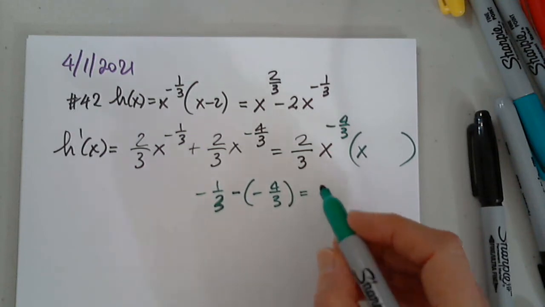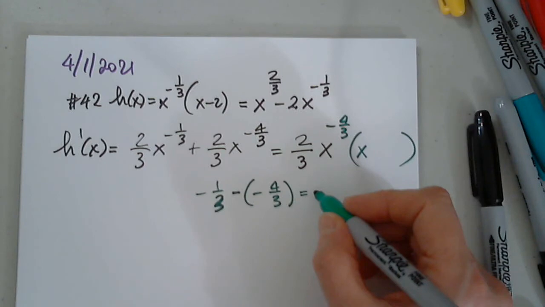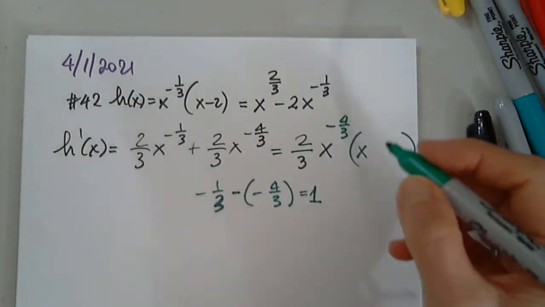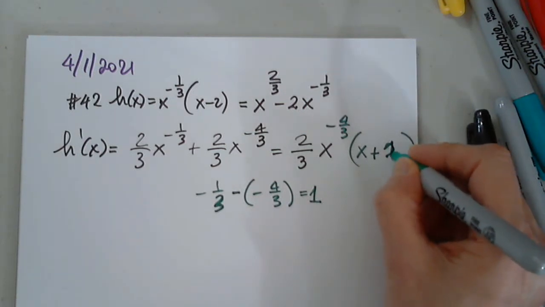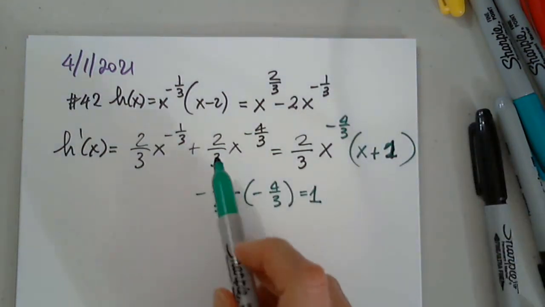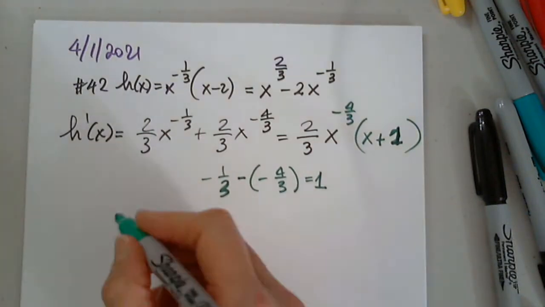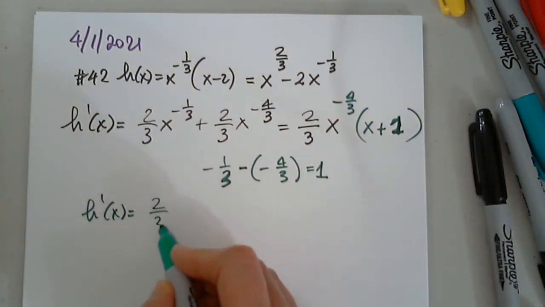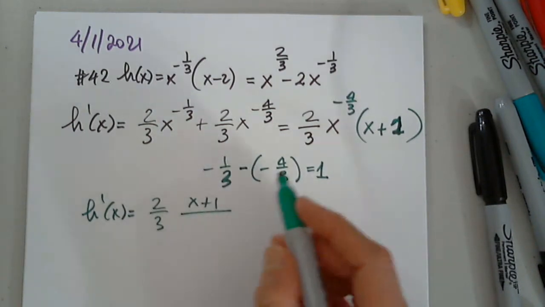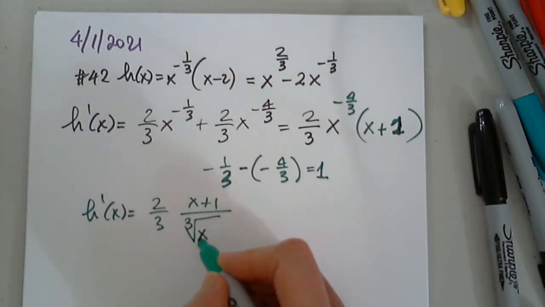Anyone? 3/3, so 1. Very good indeed. So it's x and then plus 1. I already took the 2/3 outside. Plus 1. Very good. So h prime is nothing else but 2/3 times x plus 1 over, if you want, the cube root of x to the 4th.